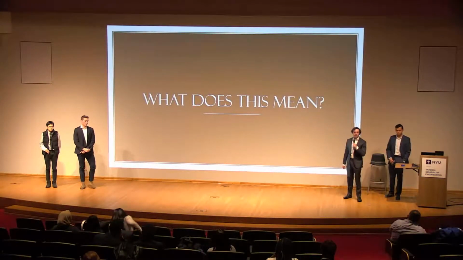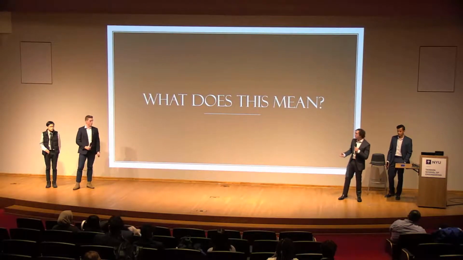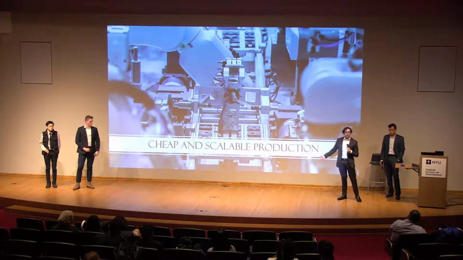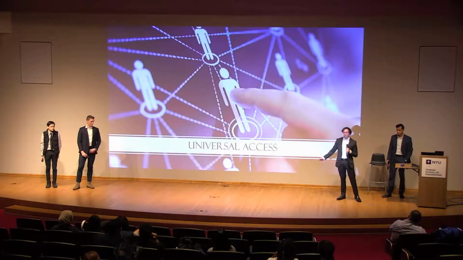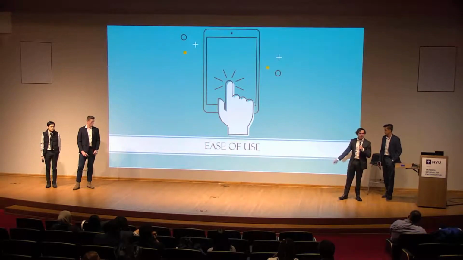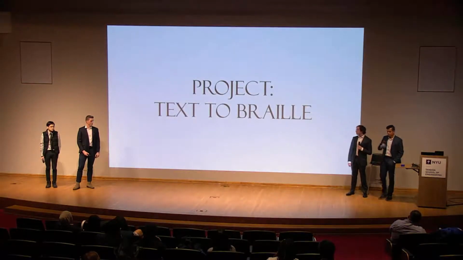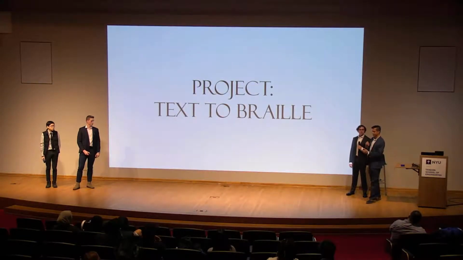So what does democratization mean? Because that's kind of an ambiguous word. Well, first it means that our product is going to be cheap and scalable. It's going to be universally accessible, and it's going to be easy to use. And that gets us to our product, Text-to-Braille.